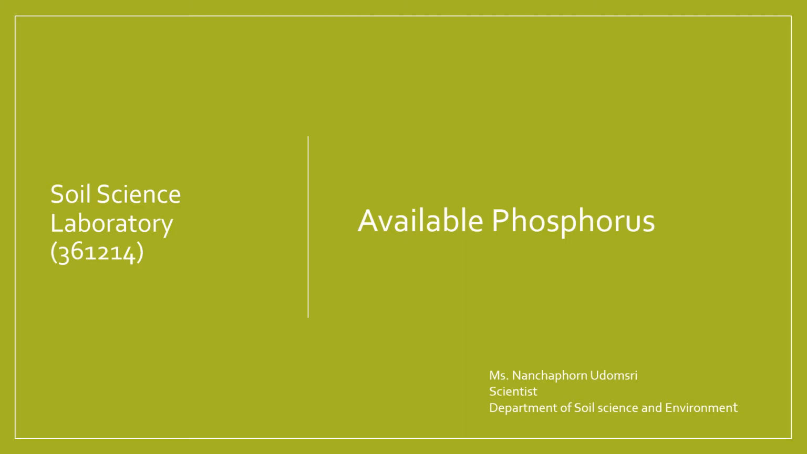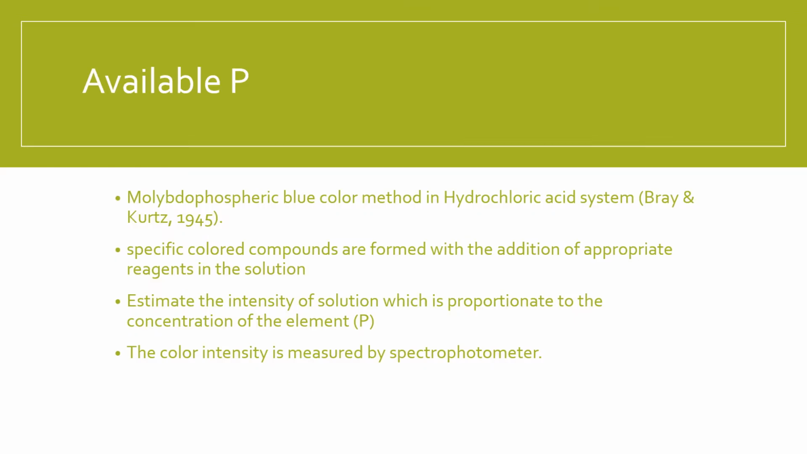Let's start with available phosphorus. Today we will determine the amount of phosphorus that is available in soil. Therefore, we won't measure the total phosphorus in soil, but only the part of phosphorus that can be used by plants. The method for available phosphorus is called the molybdenum blue method. We will make the solution by colorimetric.